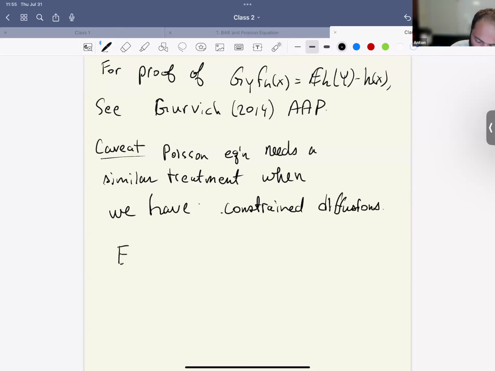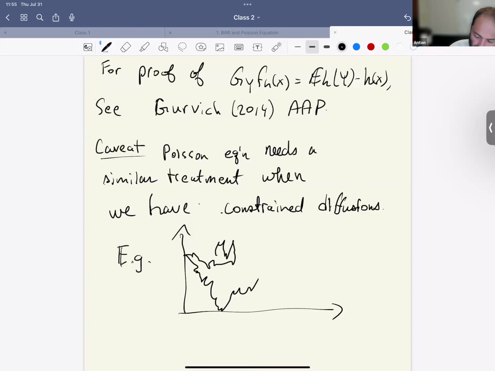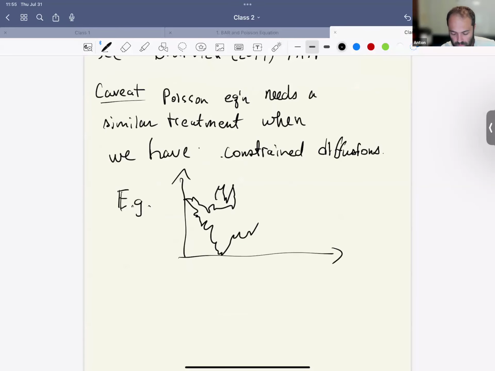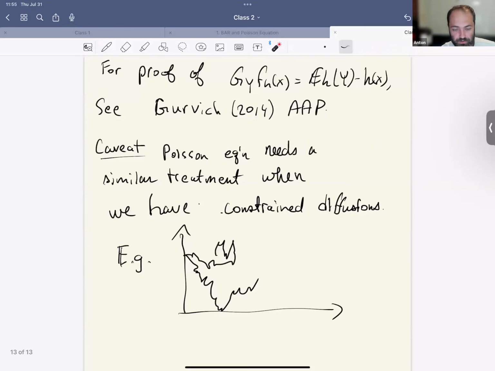Constrained diffusions, for example, reflected Brownian motion on the orthant in 2 dimensions. So this is something that bounces off the walls here and there. What is the difference between having a constrained domain and unconstrained domain? Basically, Itai's treatment of this, Itai's proof of this claim goes as follows.